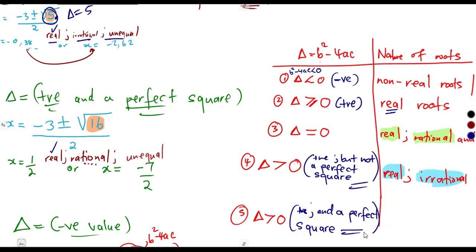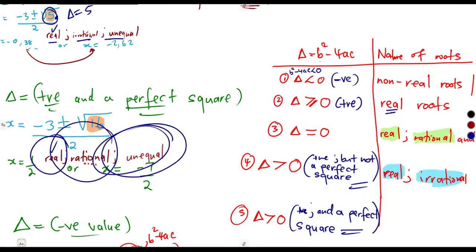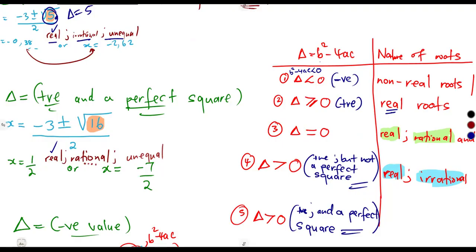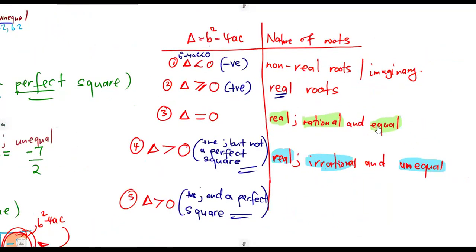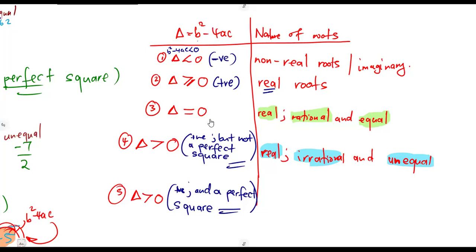This is what we want to see now. It's not just a number, this one. It's a perfect one. What is going to happen? Our roots are going to be real, rational, but unequal. We see the equal is only when it is exactly equal to 0. That is where we have the equal roots.